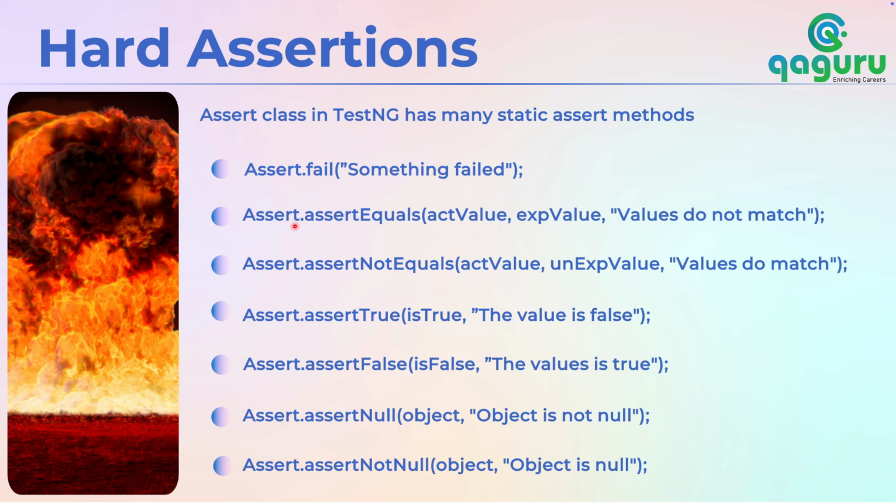Now let's learn assertEquals. In this case, we are asserting that two values, the actual value and the expected value, are equal. If they are not, it will throw an exception with the message "values do not match". Since there is an exception, the test will be terminated and it will fail. Now let's try it out in the project.